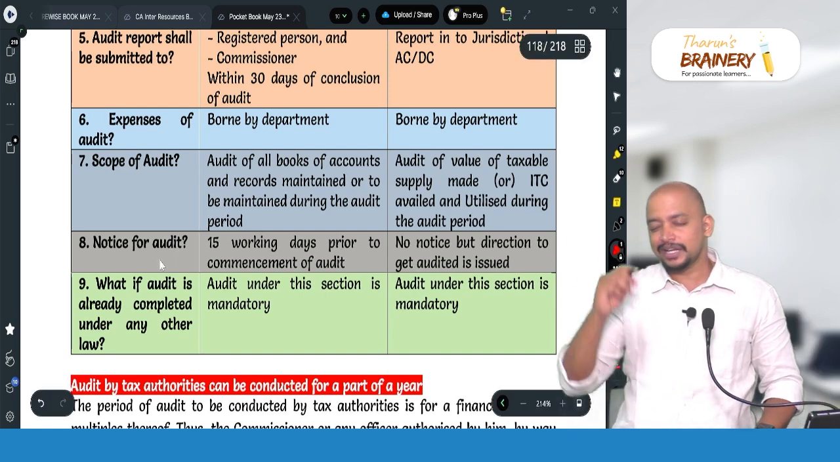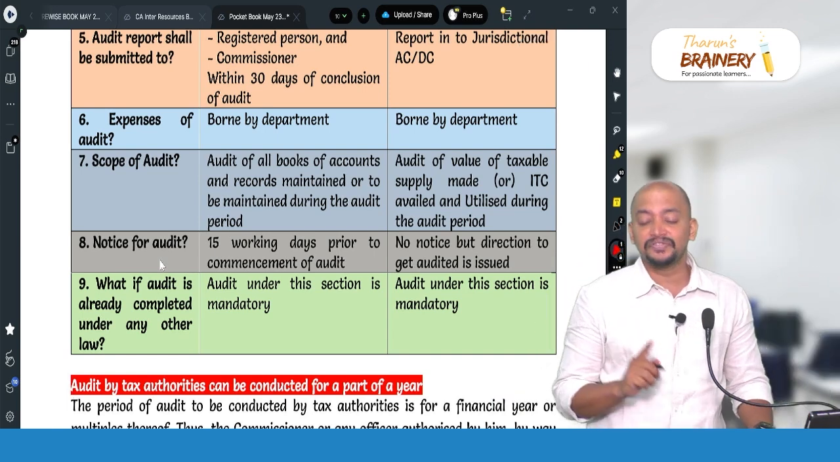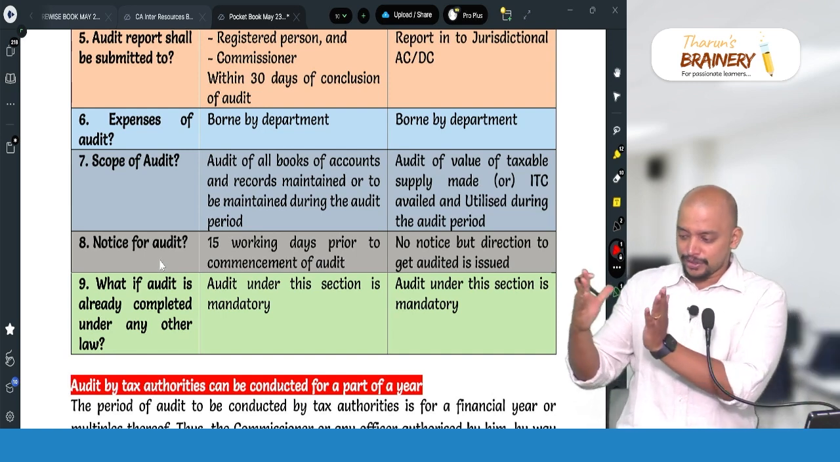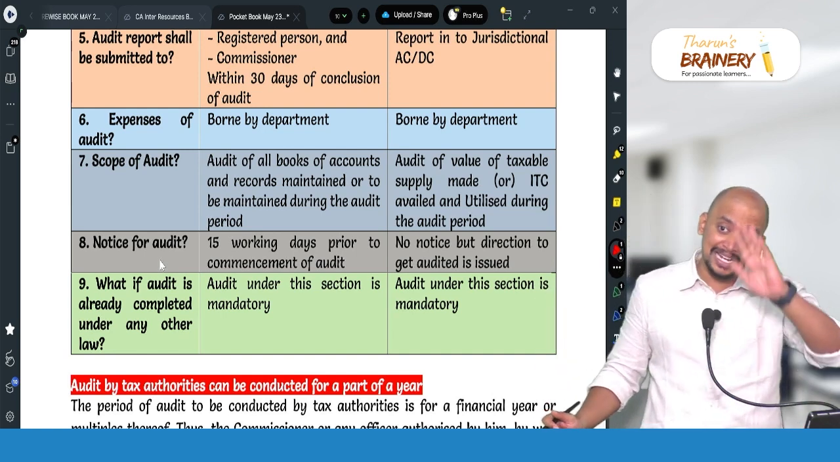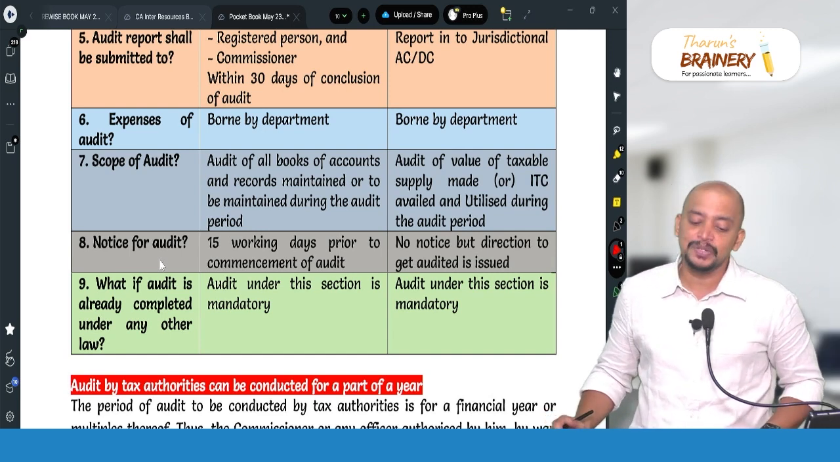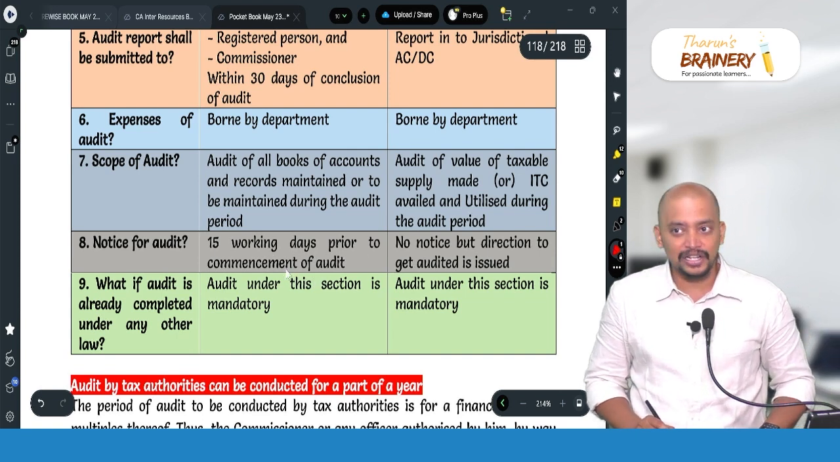Then notice for audit. In case of department audit, a 15 working days prior notice will be given. So suppose the audit is to be conducted today, a 15 working days prior notice will be given. So for the purpose of conducting the audit, within these 15 working days, we need to prepare all the records and maintain those records.